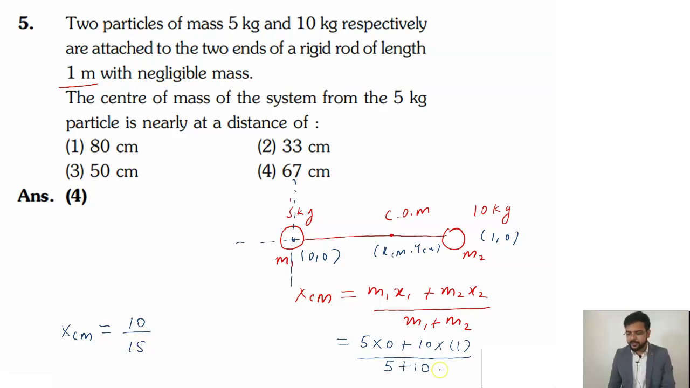15. Okay, see here we are getting the answer in meters, but the options are given in centimeters, so we have to multiply with 100 also. After multiplying with 100, we get xcm equals 67 centimeters. So that's why option number 4 is correct over here. Okay, let's see the next question.